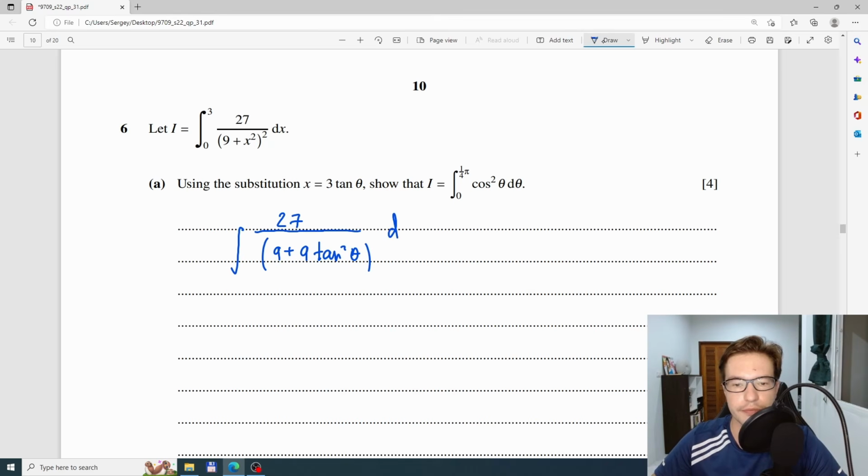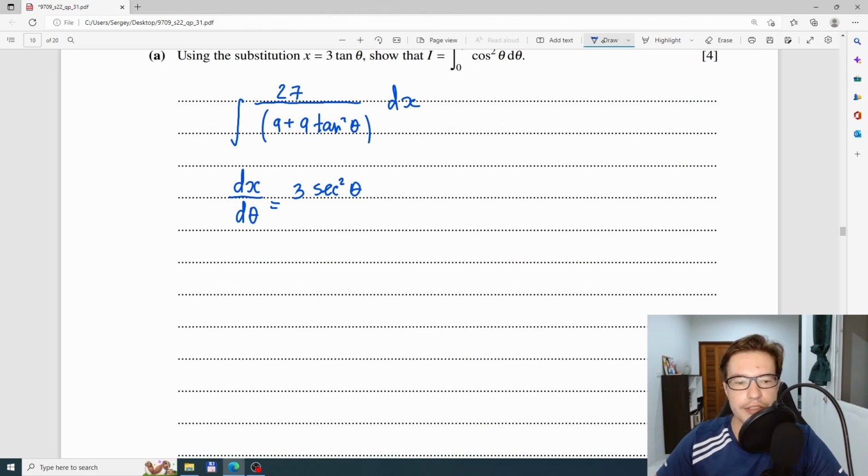dx. Now, we'll have to rewrite dx in terms of d theta, and in order to do so, I'll have to differentiate x with respect to theta. So I'll get dx over d theta equals 3, and then the derivative of tangent is secant squared. And from here, I can find dx. dx equals 3 secant squared theta d theta. And I'll replace dx with this expression.